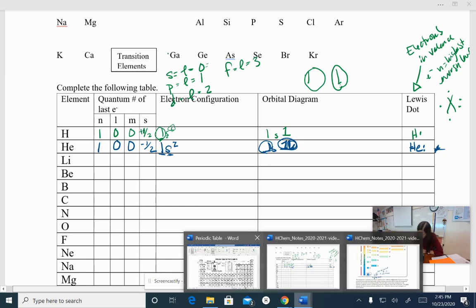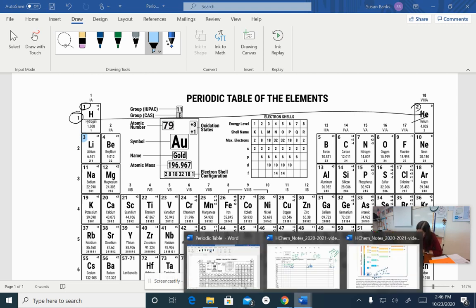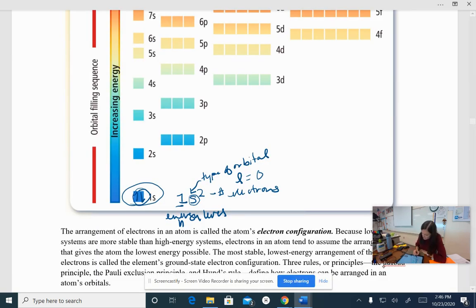Okay, so if I look at lithium, I now have 3 electrons. Okay, so let's look at our hotel analogy. So if I have 3 electrons, this 1s is already full. So the next energy level up is my 2s. I'm going to put the upspin in here. So here's my energy level, and here's my type of orbital, and my type of spin.